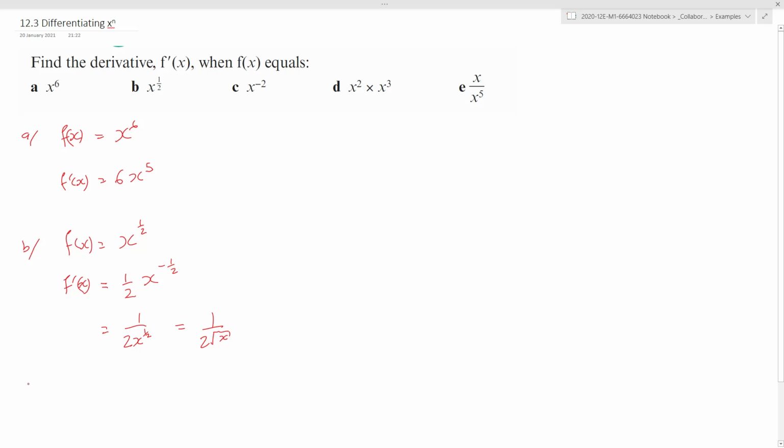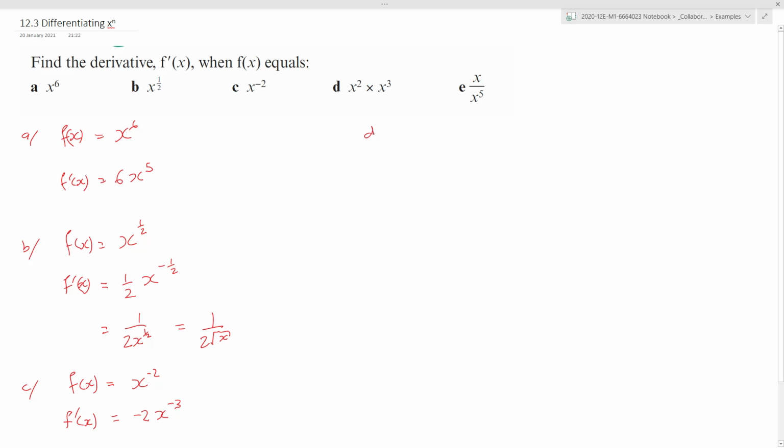Good. Let's try c. I think I've got enough room. F of x is equal to x to the power of minus 2, so if we differentiate it, we get minus 2 of x, and we take away 1, so minus 2 minus 1 is minus 3.